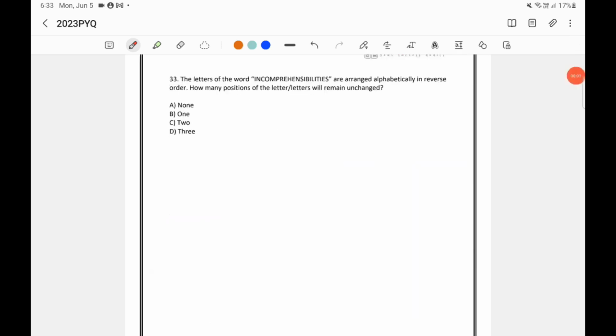So let us look into the next question. The letters of the word incomprehensibilities are arranged alphabetically in reverse order. How many positions of the letters will remain unchanged? So if you see this question, this is actually a very big word and there are possibilities of getting confused also. So just keep calm and try to answer this question. So I am writing incomprehensibilities again. Incomprehensibilities. So this is a very big word.